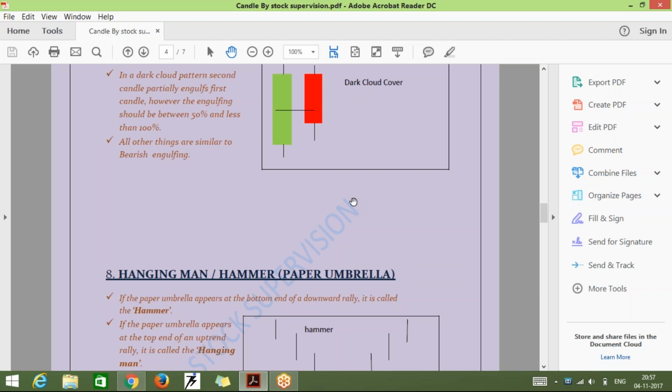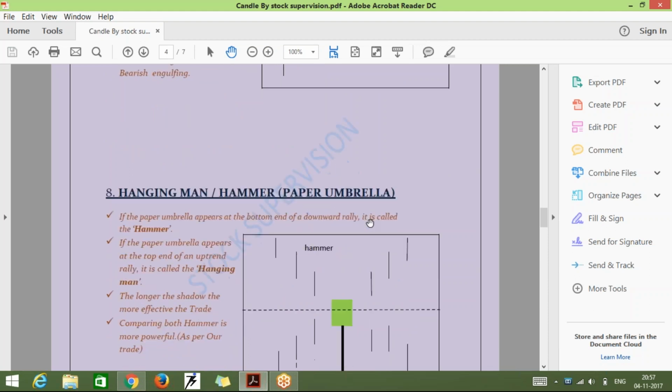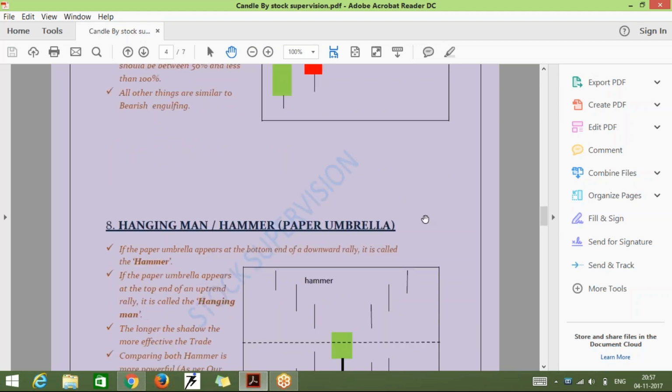But after completing technical analysis, we are not going to trade as per a single candle pattern formation. We will trade as per the whole pattern formation: the flag pattern, the pennant, and many more patterns are there.